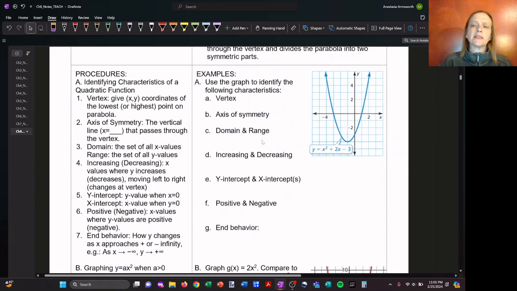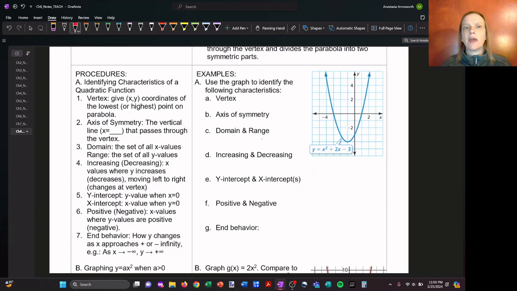So let's look at an example here. y equals x squared plus 2x minus 3, and look at how we identify some of the key characteristics of a quadratic function or a parabola. First of all, the vertex. We want to list the x comma y coordinates of the lowest or highest point on the parabola. For an open upward facing parabola, we want to choose the lowest point, and our coordinates here are -1 comma -4.